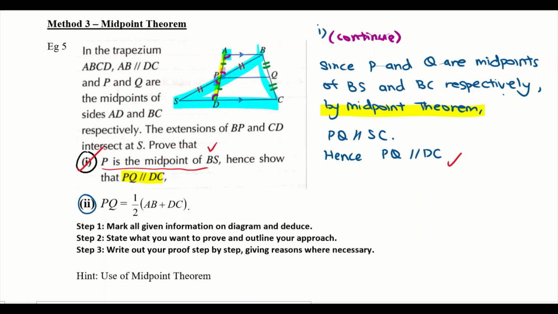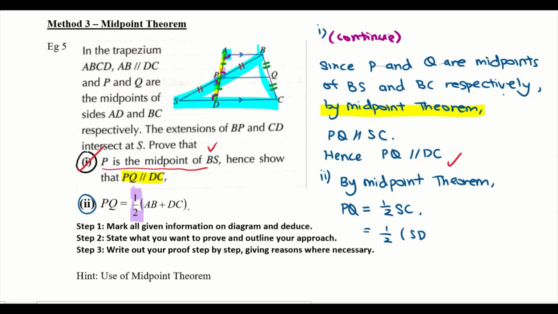How do we prove that PQ is half of AB plus DC? Does this half look familiar? So remember that midpoint theorem has another result other than parallel lines, which is the half case. So PQ will be half of SC due to midpoint theorem. And we can actually split SC into two lines, SD plus DC.